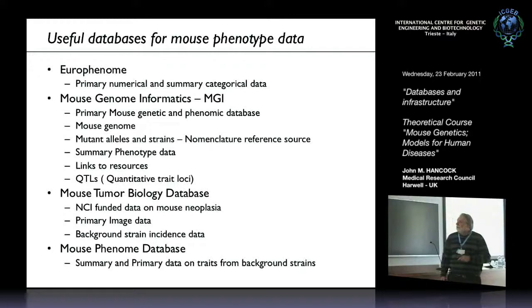A big database in the mouse field, of course, is the Mouse Genome Informatics database hosted at the Jackson Lab, and I'll show you a little bit about that later. There's an awful lot of information in the MGI database. And there are other useful databases, the Mouse Tumor Biology database, for example, and the Mouse Phenome Database, which is also a Jackson Lab database, which has interesting parallels with Europhenome, so similarities and differences, and I'll tell you a bit about that too.